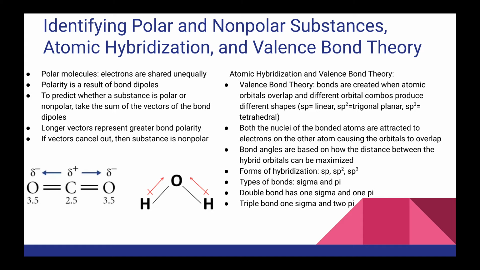Moving on to atomic hybridization and valence bond theory. Valence bond theory describes a concept where bonds are created because atomic orbitals overlap, and different orbital combinations produce different shapes. Whether it's one s orbital and one p orbital overlapping, or one s and two p orbitals and so forth, all the orbitals overlap because both nuclei are attracted to the electrons of the atoms they're bonding to. Bond angles are based on the distance between these hybrid orbitals being maximized, since electrons repel each other and want to be as far apart as possible, and bond angles will reflect this repulsion.